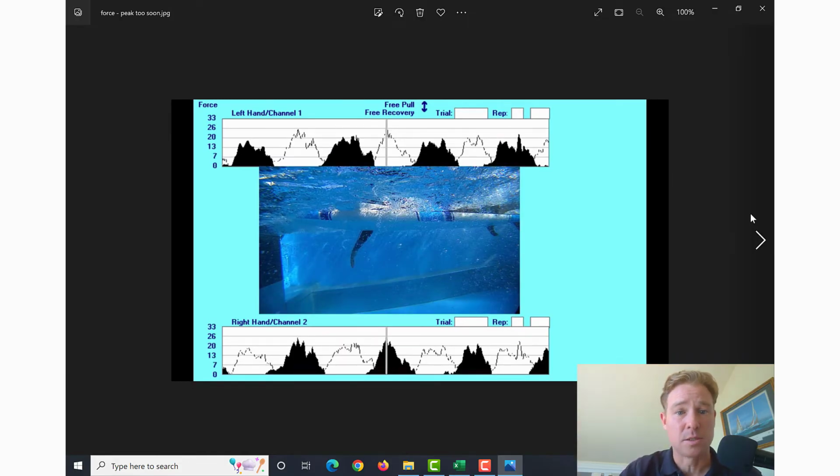Here's another one. Peak is too soon. Even though the arm is oriented correctly, the peak is happening too soon. So you can have the arm oriented vertical and pushing backwards, but the peak happens too soon. So they're pushing too hard too soon. Usually people experience elbow pain or shoulder pain when I see something like this.